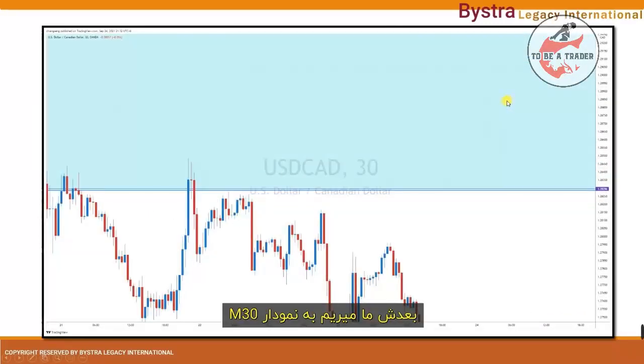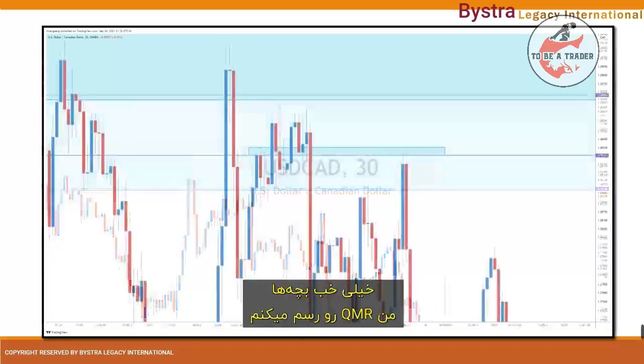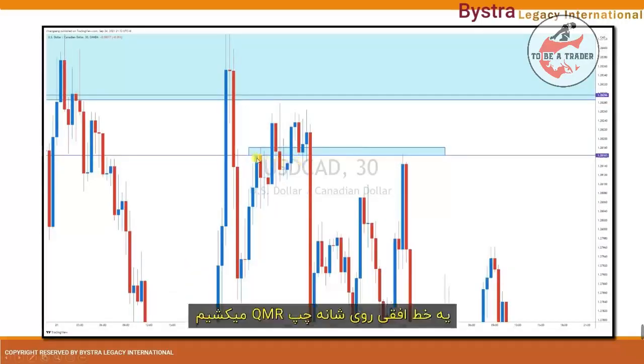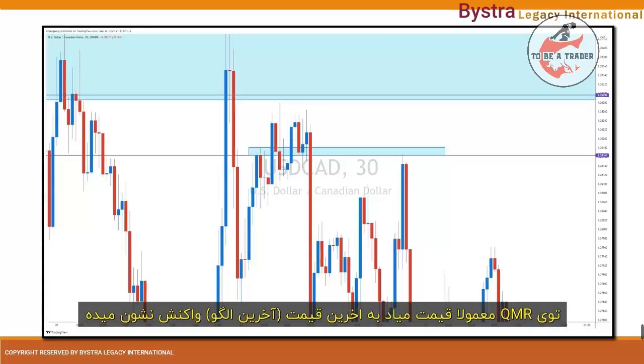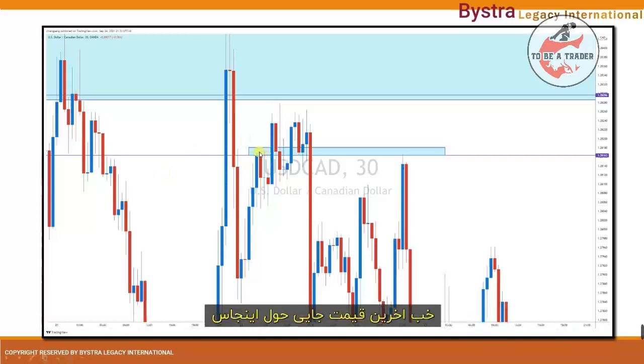Next, we go to the M30 chart. In the M30, we can see there is a setup. So what setup do you guys see here? Normally, it always starts with the QMR. Okay guys, so I'm just going to draw here a straight QMR. So we draw a horizontal line on the left shoulder of the QMR. In this case, remember guys, with the QMR, normally price will come and react at the latest price. So the latest price will be somewhere around here. Okay, the left shoulder.